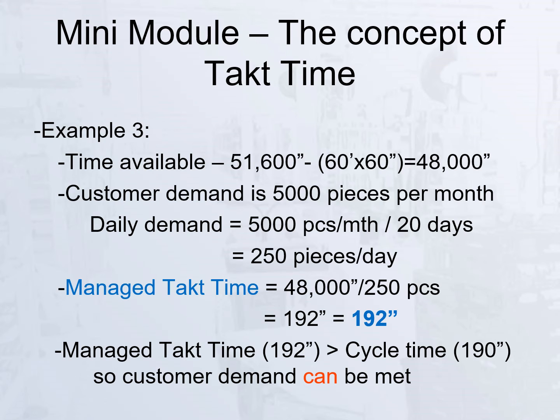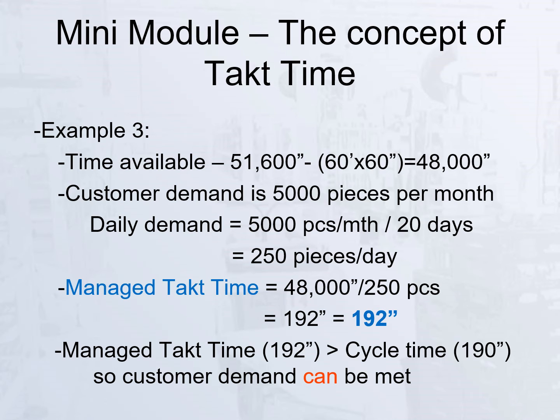So we first start out by calculating the time available. In this case, 2 shifts is going to be equal to 51,600 seconds. We're then going to subtract the changeover time for the shift, which is going to be equal to 60 minutes times 60 seconds. And we're going to subtract that, and we come out with 48,000 seconds. Now, in this case, customer demand is 5,000 pieces per month. So again, daily demand, we take 5,000 pieces per month divided by 20 days in a month, and we come up with 250 pieces per day.